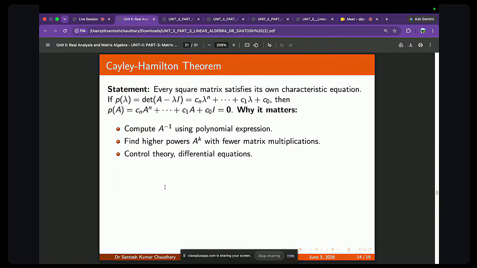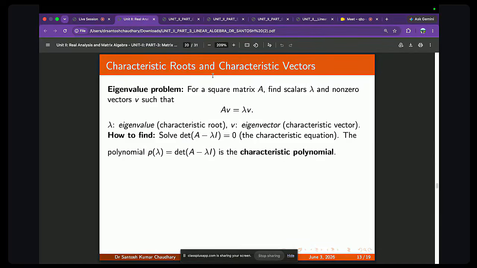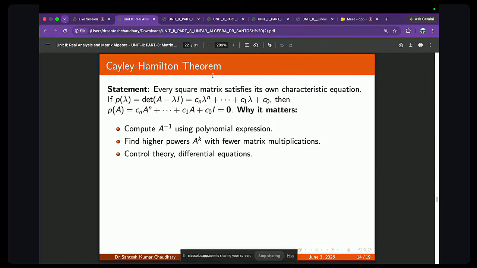Session 2 has only four topics: Gram-Schmidt orthogonalization, eigenvalue and eigenvector, characteristic equation and characteristic polynomial, and then the Cayley-Hamilton theorem. That is a very small part.